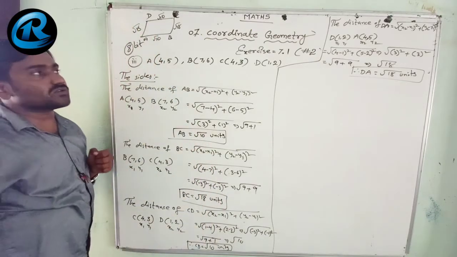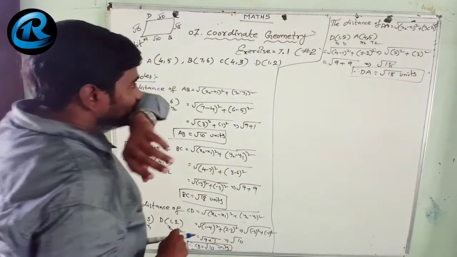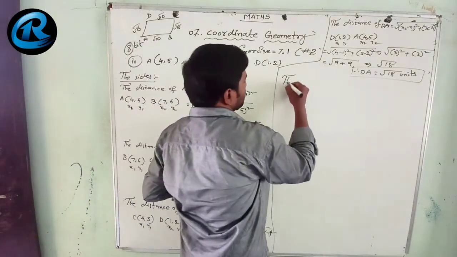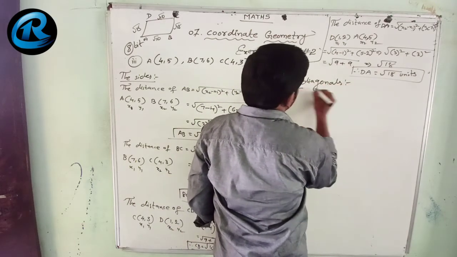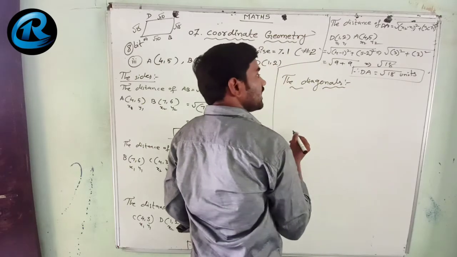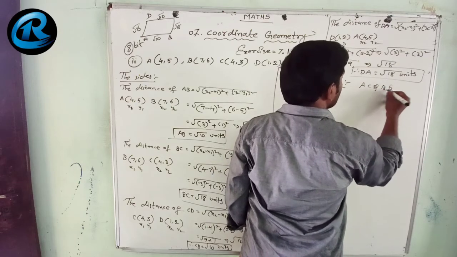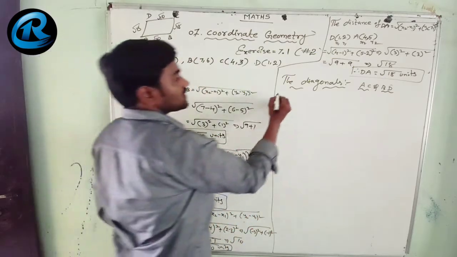From this, what have we understood? We have understood that here the opposite sides are equal. Then what about the diagonals? If diagonals are equal, it's called a rectangle, otherwise it becomes a parallelogram. So let us see the diagonals, AC and BD. We need to see these two diagonals. So the distance of AC now.